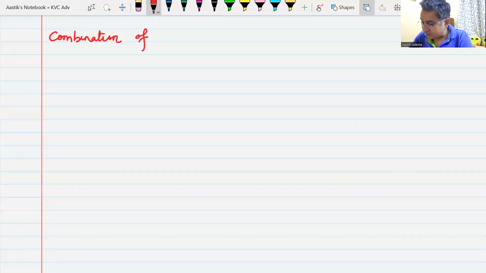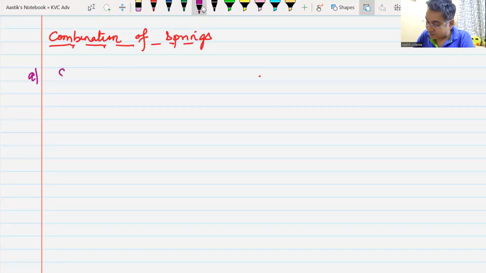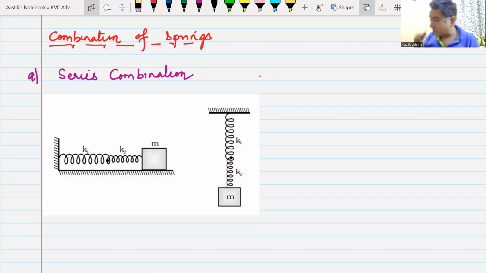Combination of springs. And what are the combinations of springs? Have you seen this? The first combination is known as the series combination. Have you heard or seen this combination? Yes, sir. So what happens in series combination? Everyone knows this, right? If you have two springs placed like this, they are said to be in series combination. Yes or no? Yes, sir.